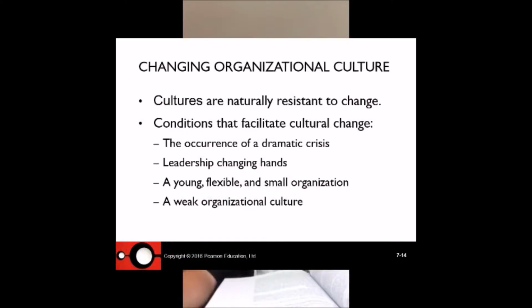Talking about changing organizational cultures, cultures are naturally resistant to change. There are 4 conditions that facilitate cultural change. First of all, the occurrence of a dramatic crisis. Next is leadership changing hands, and a young, flexible, and small organization. And finally, a weak organizational culture.